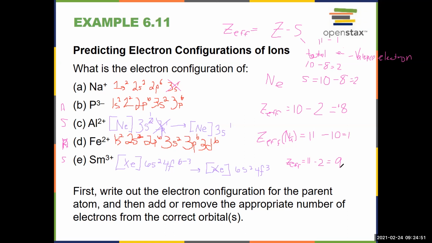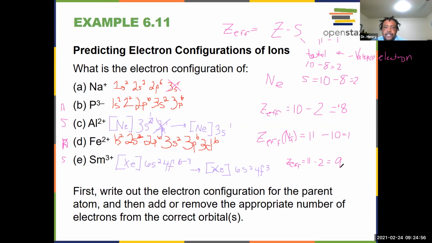Yeah, I think I get the basics of it. Okay. And so what that basically means is that the Z effective gives us an idea of the pull that is going to be exerted on a specific electron by the nucleus. Okay, so that's what it represents. Questions? No questions?